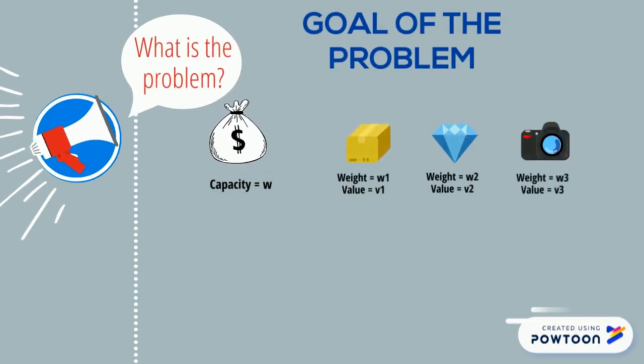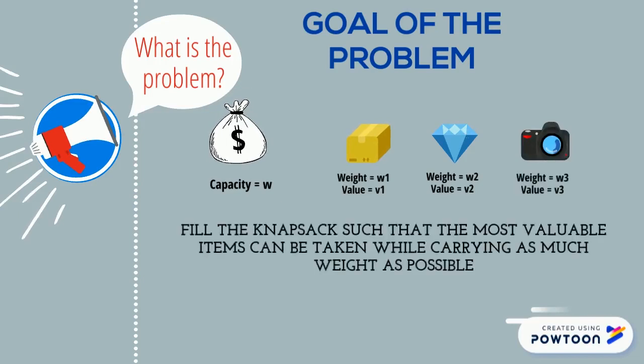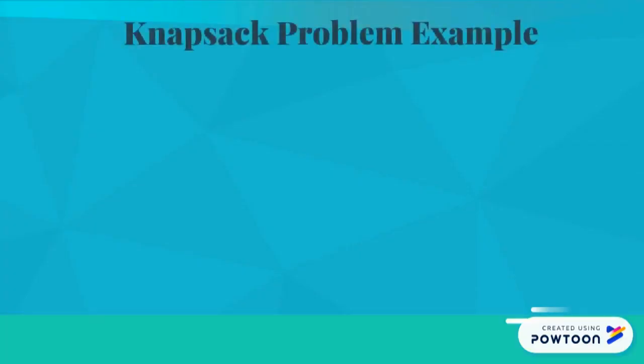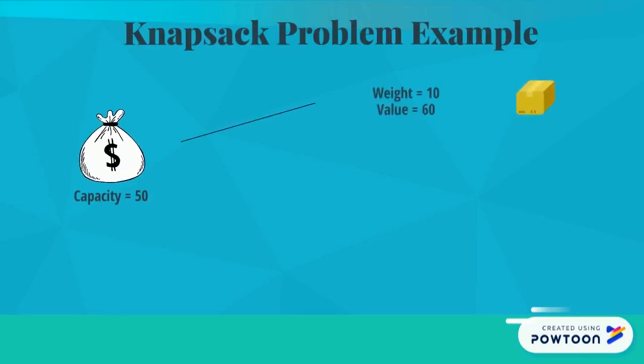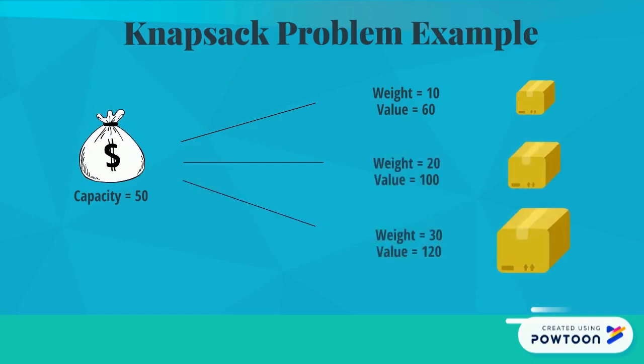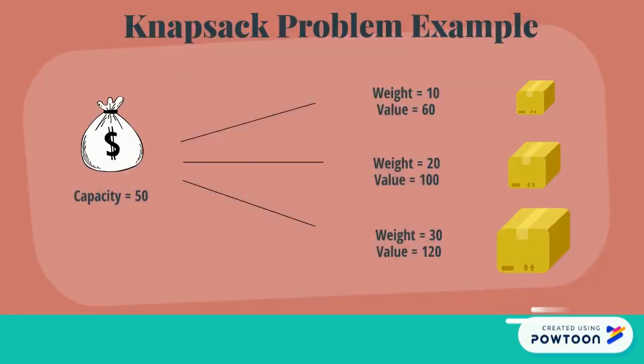Our goal is to make sure that the most valuable item can be taken while carrying as much weight as possible. So let's consider a specific example. Suppose we have a knapsack with a capacity of 50, item 1 with weight 10 and a value of 60, item 2 with a weight of 20 and a value of 100, and a third item of weight 30 and a value of 60.